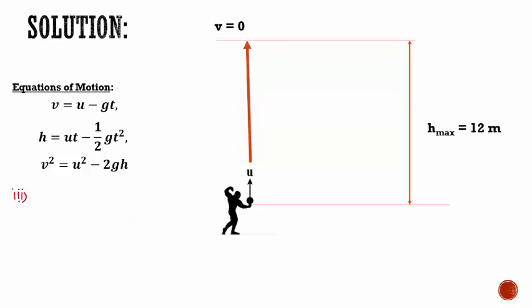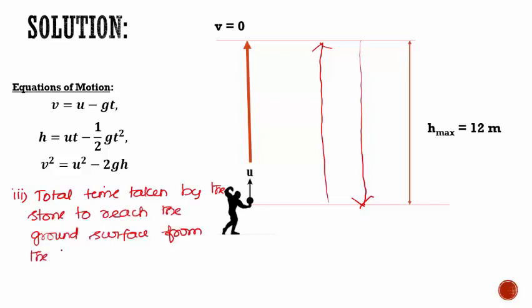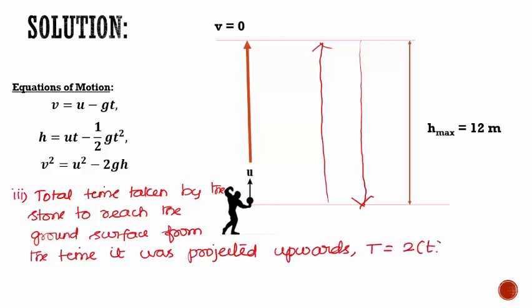In the third subdivision, it is asked to calculate the total time of the stone to return back to the ground surface from the time it was projected upwards. In the previous step, we have calculated the time taken by the stone to reach the maximum height of 12 meter as 1.56 seconds. The same amount of time will be taken by the stone to reach the ground from the maximum height. So the total time taken by the stone to reach the ground surface from the time it was projected upwards, t, is equal to 2 times the time taken to reach the maximum height, that is 3.12 seconds.